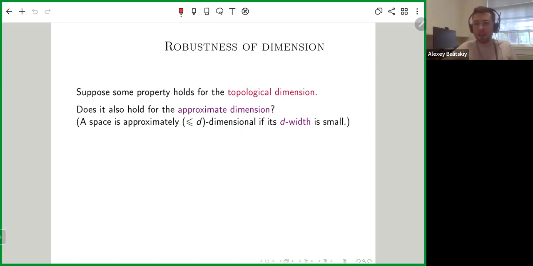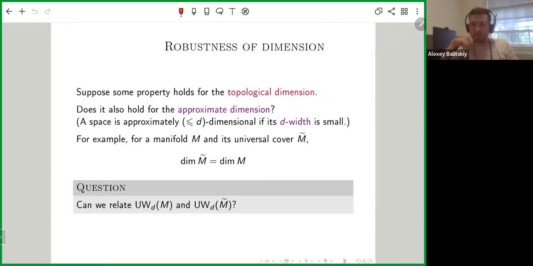Once again, the intuition behind the width is just, I can roughly say with some abuse of language, that a certain space is almost d-dimensional or approximately d-dimensional if its d-width is small, whatever that means. There's just one single example. For a non-simply connected manifold and its universal cover, everyone knows that the dimensions coincide.